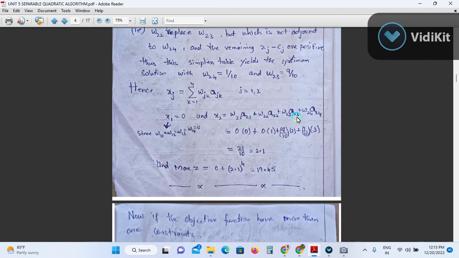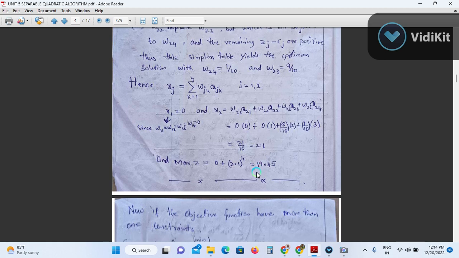And a21, a22, a23, a24 we can see from the initial tables, right? So substitute all these values, simplify it, you'll get 21 by 10, which is nothing but 2.1. So that is how we get x1 and x2. Now substitute all these in the objective function, that is x1 plus x2 power 4, right? So in the place of x2, I'll put 2.1, and in the place of x1 it is 0. Simplify it, and you'll get 19.45. This is the maximum value for the given function.